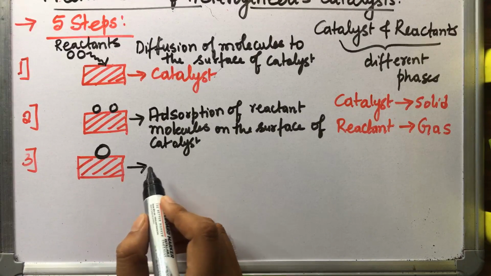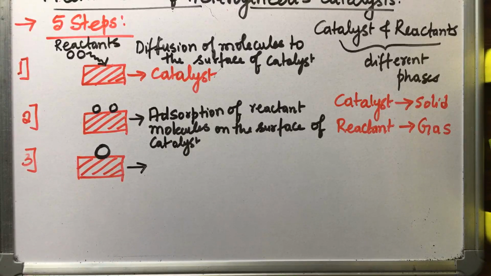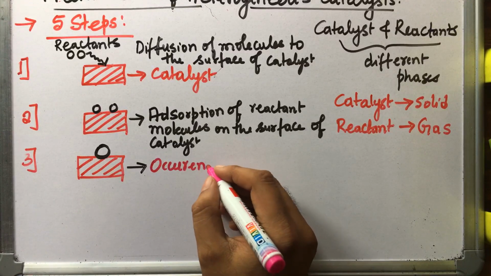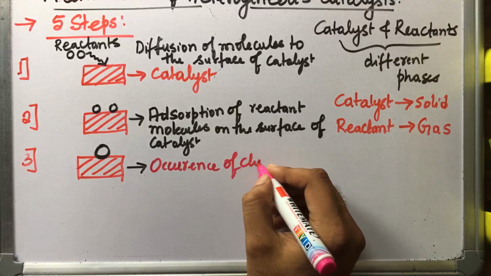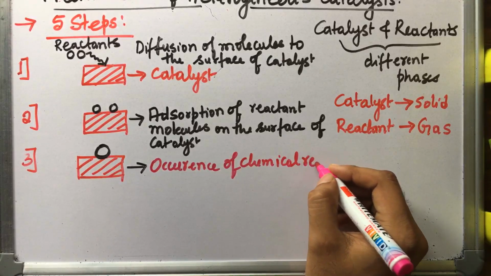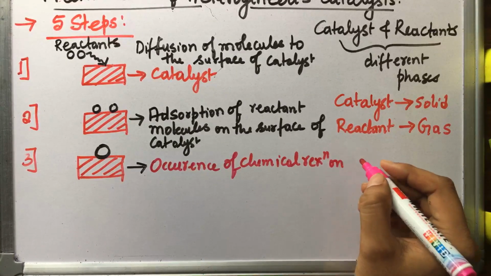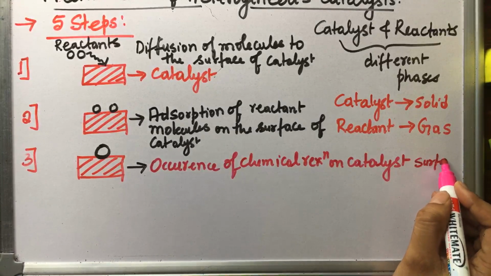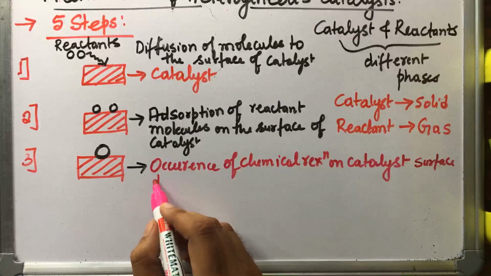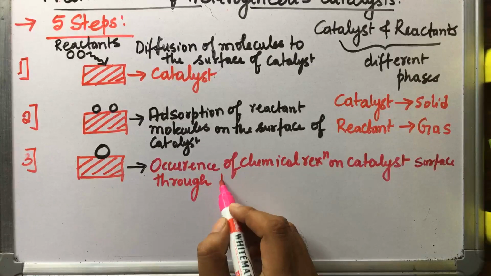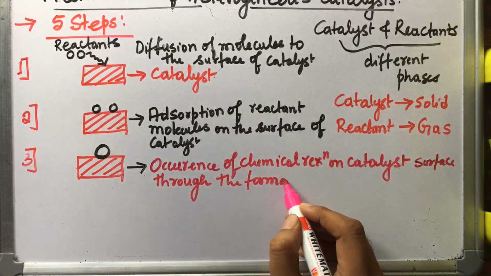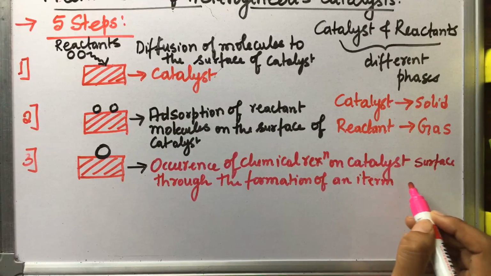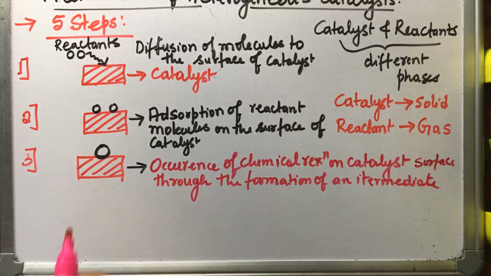So in step number 3, what is happening, students? Tell me. Occurrence of chemical reaction on catalyst surface through the formation of an intermediate, and finally it forms the product.